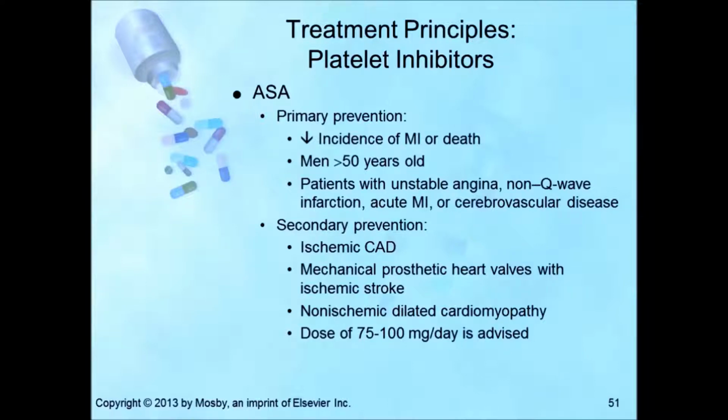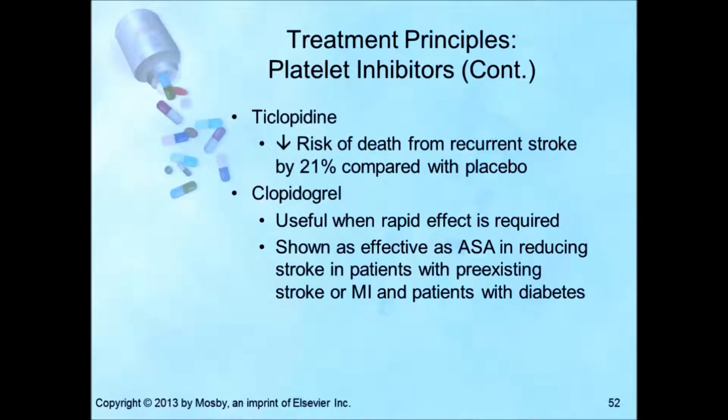Aspirin is recommended in patients with ischemic coronary artery disease and those with mechanical prosthetic valves who have had ischemic strokes despite adequate warfarin therapy. In patients with non-ischemic dilated cardiomyopathy, a dose of 75 to 100 milligrams per day is advised. Aspirin 81 to 325 milligrams per day is recommended as an alternative to warfarin for atrial fibrillation patients with a low risk of stroke and those with contraindications to warfarin therapy.